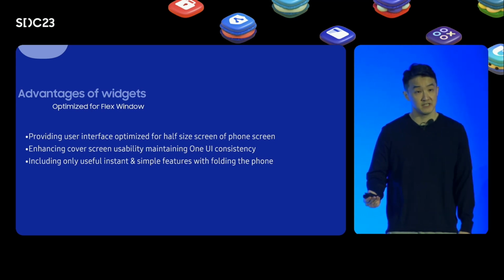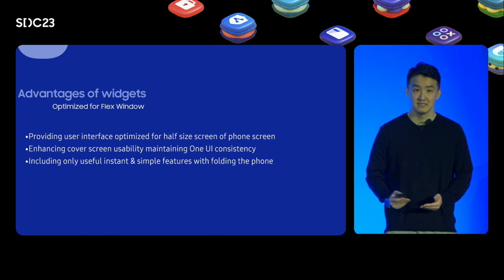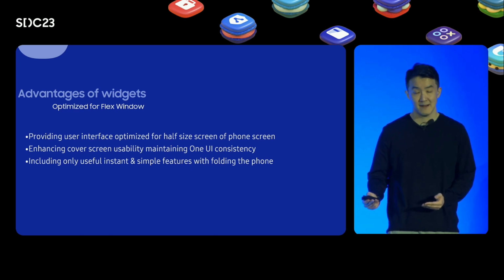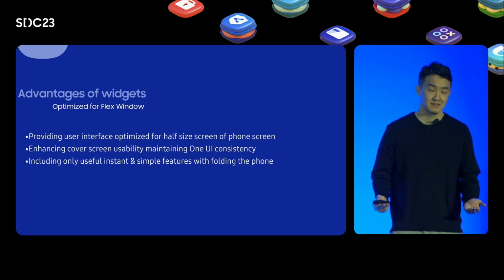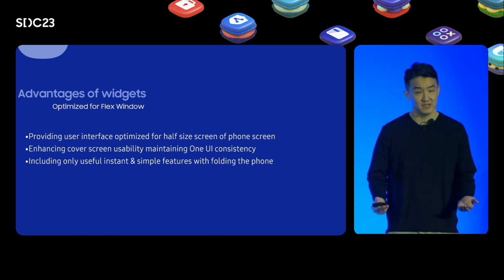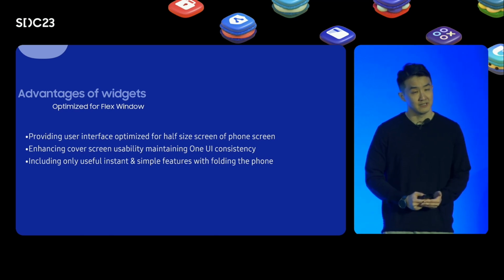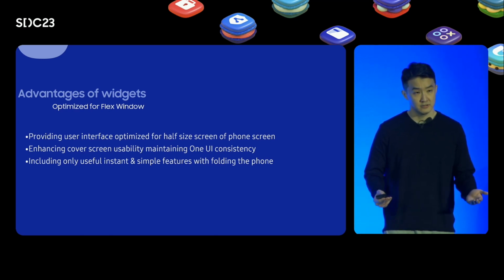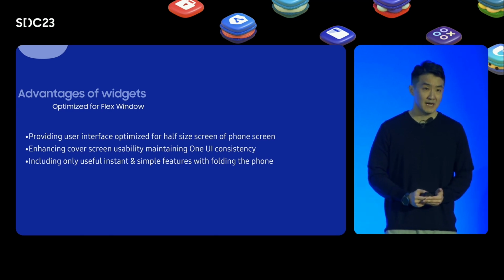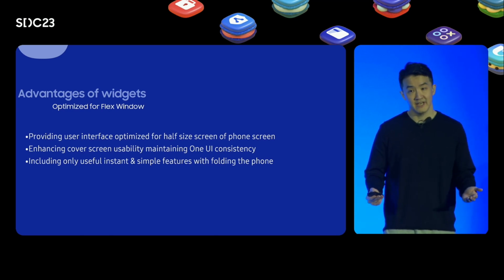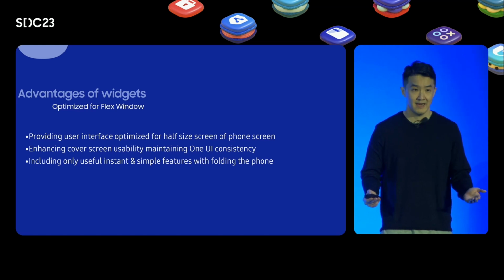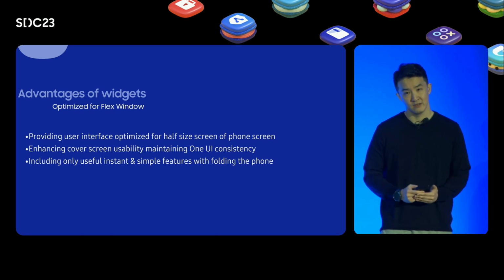Why did we focus on widgets of the flex window? Flex window has a larger screen than previous Flip models, but it still has a limited size that is half the size of the main screen. Since we cannot provide the same usability as the main screen, we'd like to provide an optimized UI in the flex window through the widget. The optimized UI of the widget will enhance the usability of the flex window and provide useful functions without opening the phone while maintaining One UI consistency.